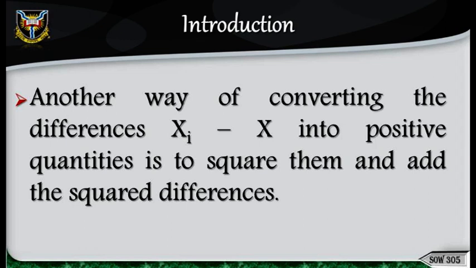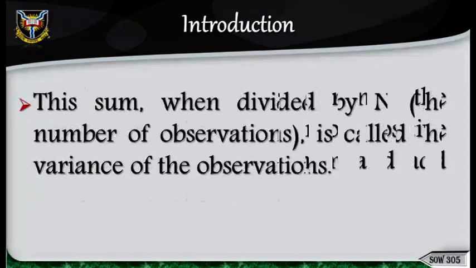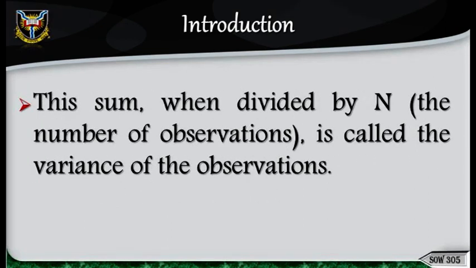We had to take their absolute values, otherwise the sum would have been 0. Another way of converting the differences x_i minus x bar into positive quantities is to square them and add the squared differences. This sum, when divided by n, that is the number of observations, is called the variance of the observations.